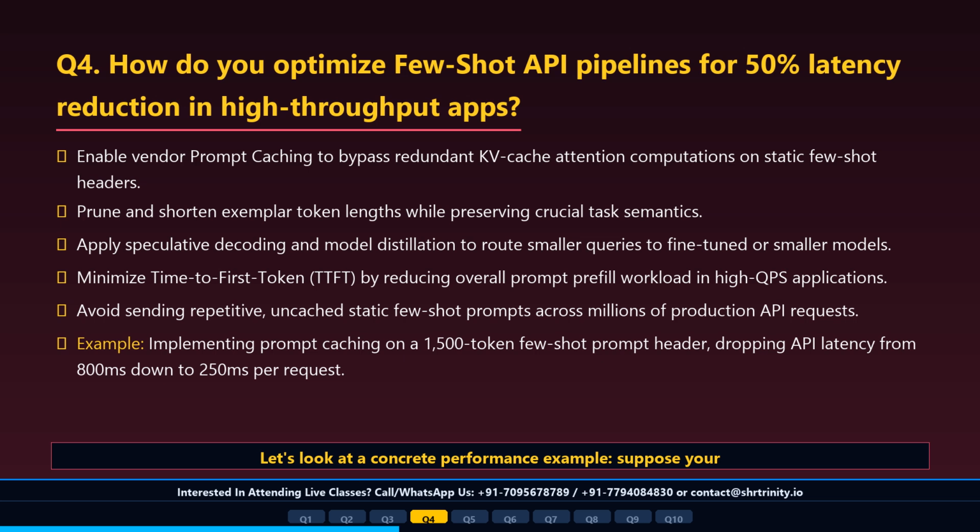Suppose your application attaches a 1,500 token few-shot context header to every user query. Without caching, processing those tokens on every call produces a time-to-first token latency of roughly 800 milliseconds. By enabling prompt caching on that identical static header, the inference engine skips prefill computation for those 1,500 tokens, bringing response latency down to just 250 milliseconds per request. Avoiding uncached static prompts in high QPS environments is essential for maintaining low latency and scaling economically.